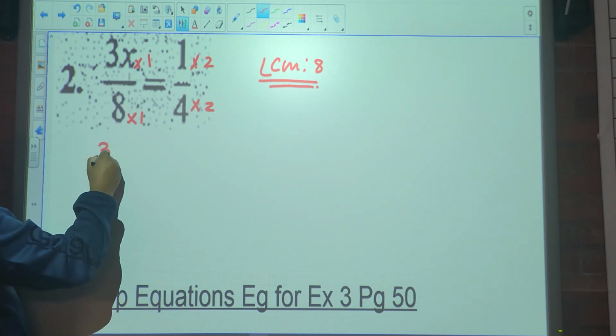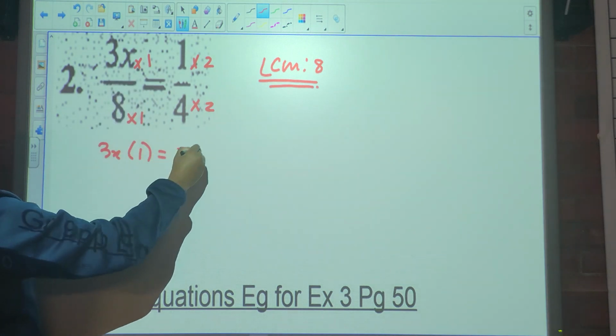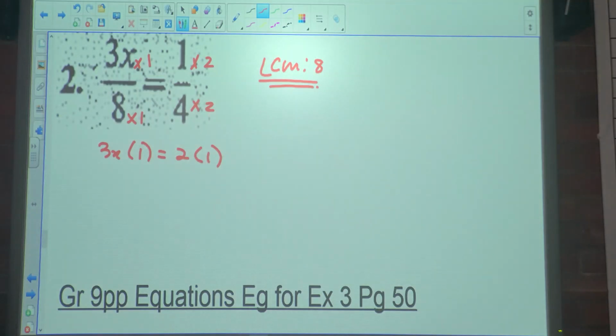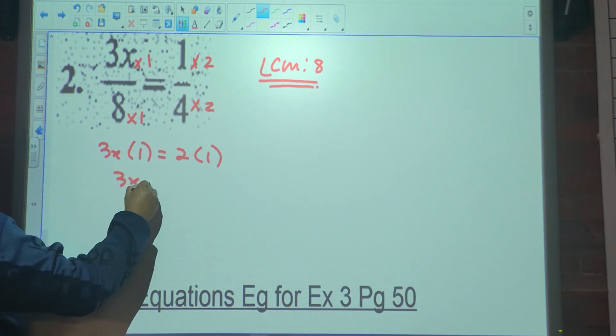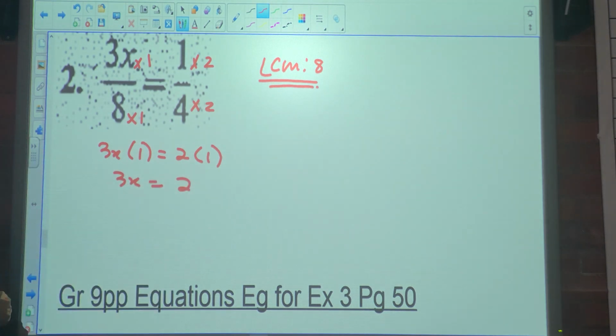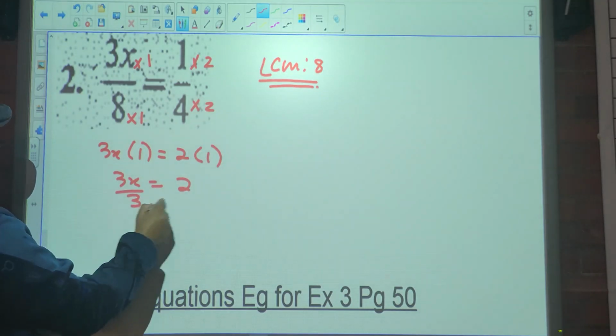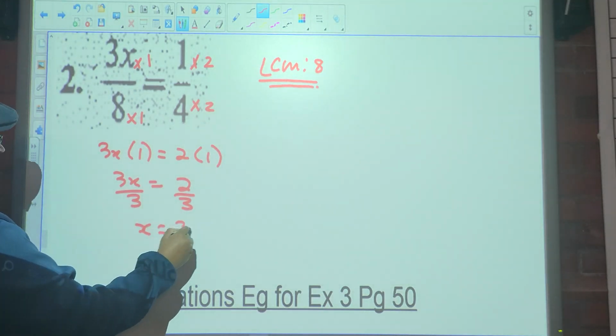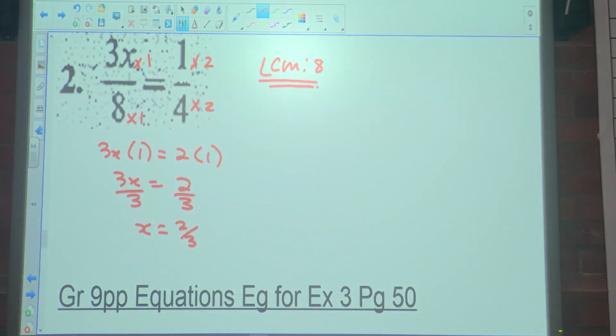So what do we have? 3x times 1 is equal to 2 times 1. Right, solve for x for me quickly. So 3x times 1 is 3x. 2 times x is 2. How do I get x on its own? Divide by 3 both sides. So x is 2/3. So 2 over 3.